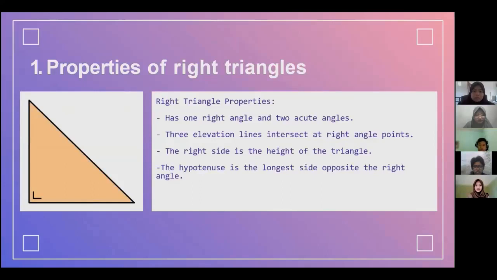1. Properties of right triangle. Right triangle properties. 1. Has one right angle and two acute angles. 2. Three elevation lines intersect at right angle points. 3. The right side is the height of the triangle. 4. The hypotenuse is the long side opposite the right angle.